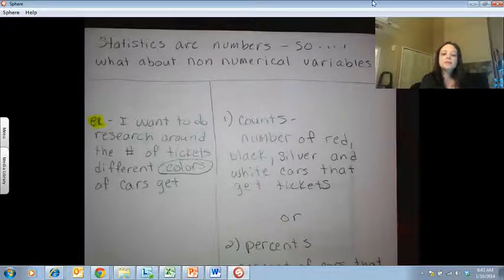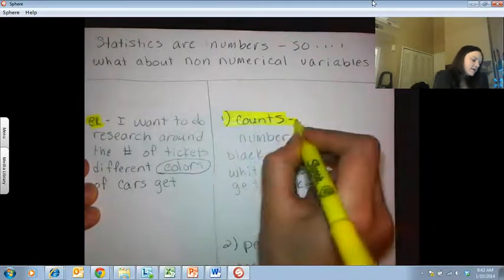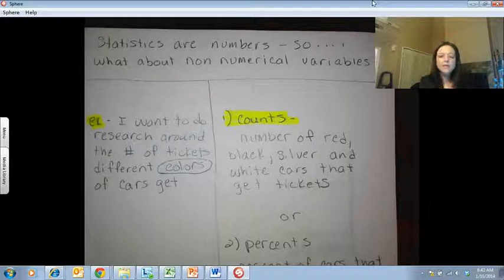So the first thing you can do, number one, is look at counts. If you are counting the number of red cars, black cars, silver cars, and white cars, which color gets the most tickets? Okay. So you would actually have 5 red cars. So your numerical value would be 5 instead of the categorical value of red. So you could actually answer a question about it.